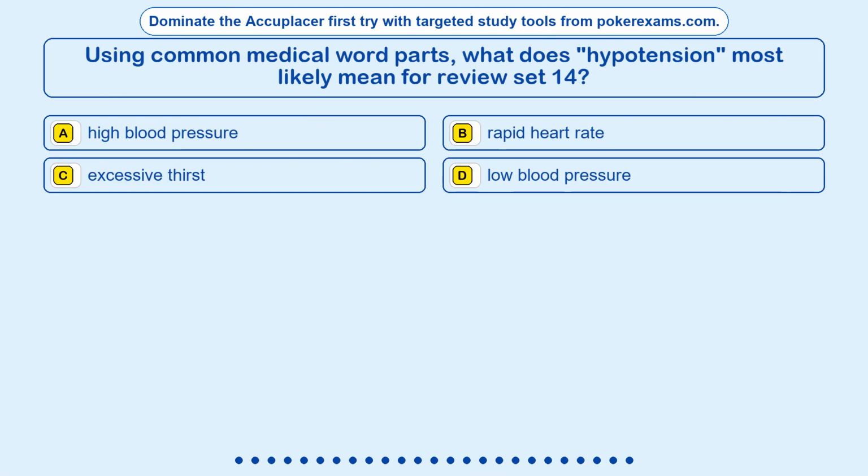Question 23. Using common medical word parts, what does hypotension most likely mean for review set 14? Option A, high blood pressure. Option B, rapid heart rate. Option C, excessive thirst. Option D, low blood pressure.